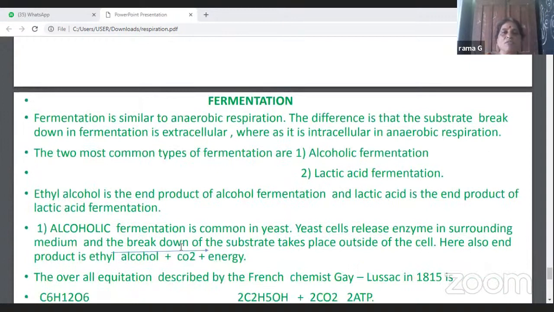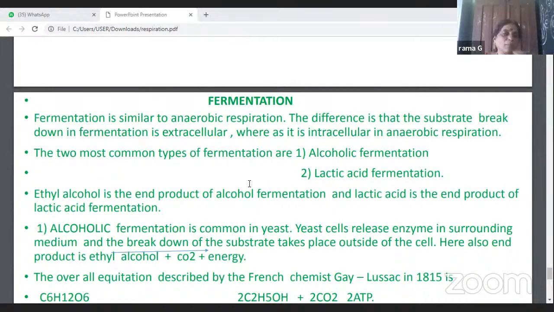The next is fermentation. Fermentation is similar to anaerobic respiration. It means both are similar. There is a little difference. The difference is that substrate breakdown in fermentation is extracellular, whereas in anaerobic respiration it is intracellular. That means anaerobic respiration takes place within the cell, that's why it is intracellular. And fermentation takes place outside of the cell, that's why it is extracellular.